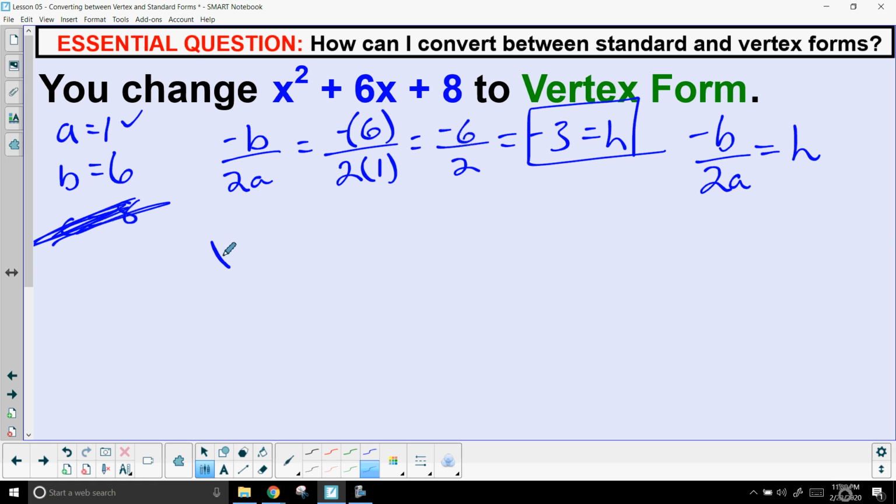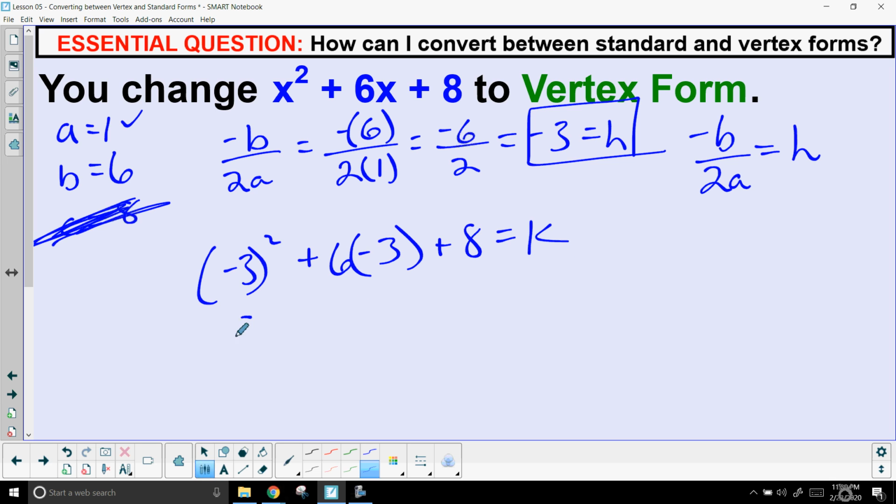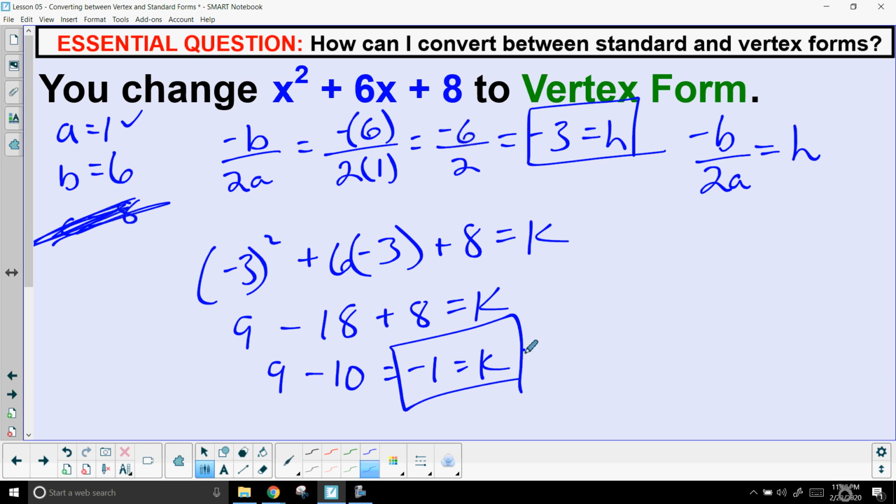Let's go ahead and just substitute. Parentheses, -3 squared plus 6 times -3 plus 8. Again, this will equal our K. 9, -18 plus 8 equals K. 9, let's combine that. That'd be -10. 9 minus 10. -1 equals K. Let's plug it all in.